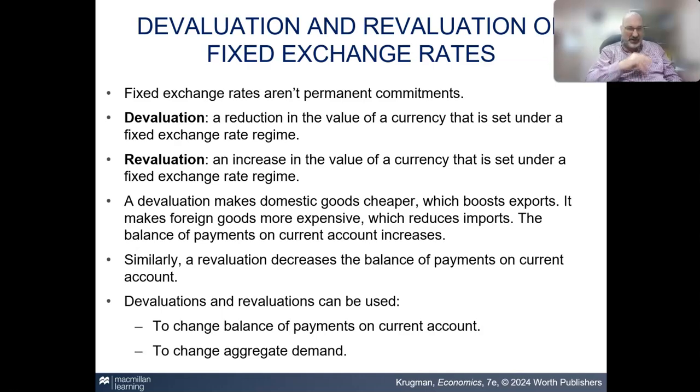So devaluation makes domestic goods cheaper, which boosts exports, and makes foreign goods more expensive, which reduces imports, and the balance of payments on current accounts increases. Similarly, revaluation decreases the balance of payments on current accounts. So devaluations and revaluations can be used to change the balance of payments on the current account and to change aggregate demand.